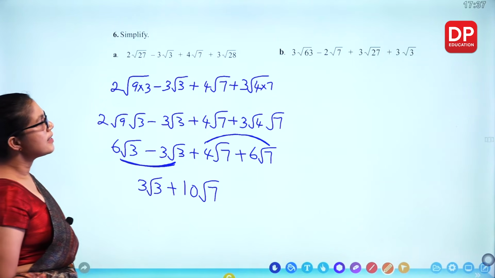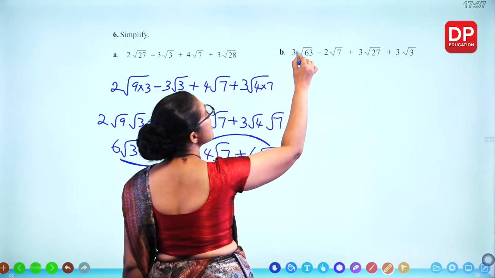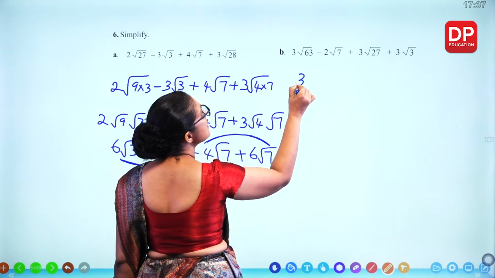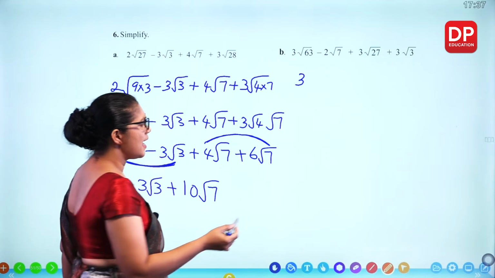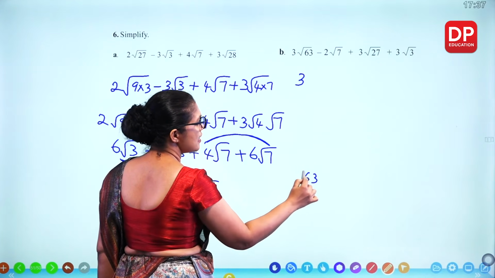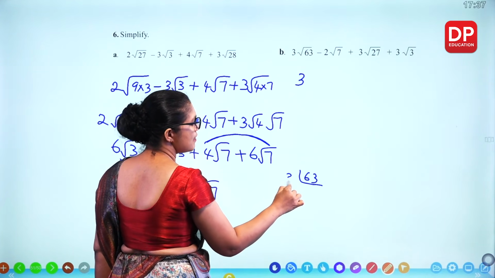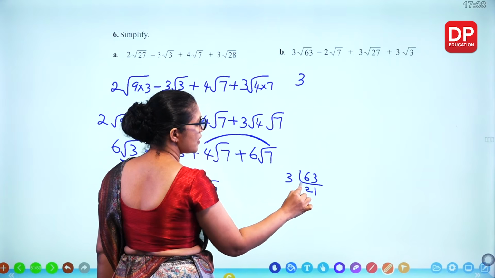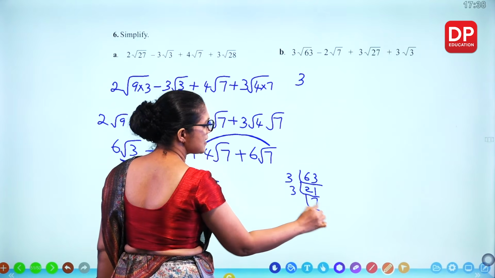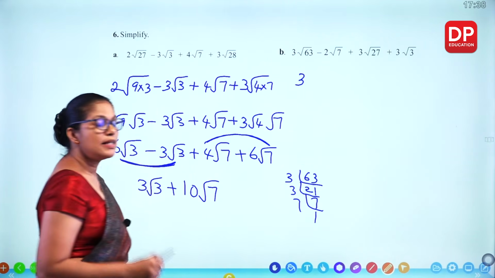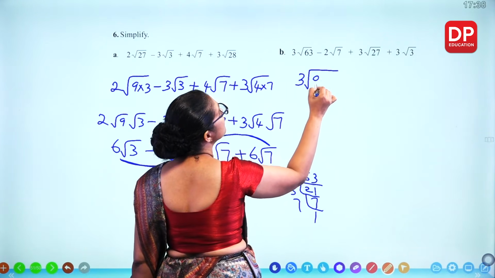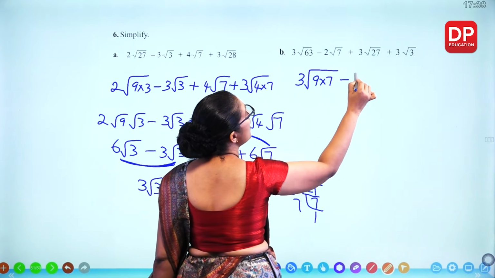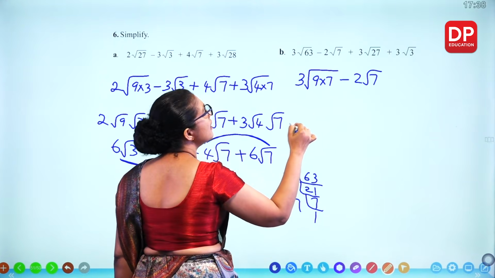You have to write again these numbers as a square number. 63, how can I write? If you're not sure, you can do the division and see. Divide by 3, you get 21. Divide by 3, you get 7. So what's the square number? 9 times 7. This one you can't simplify.